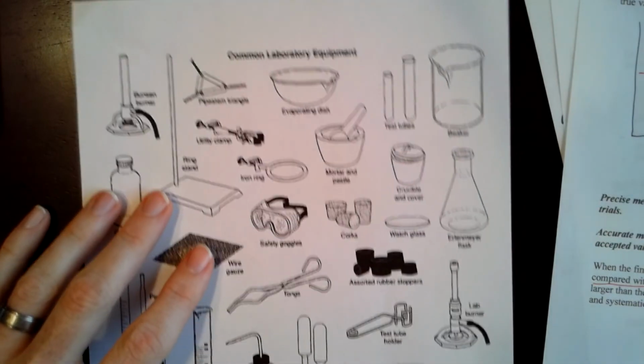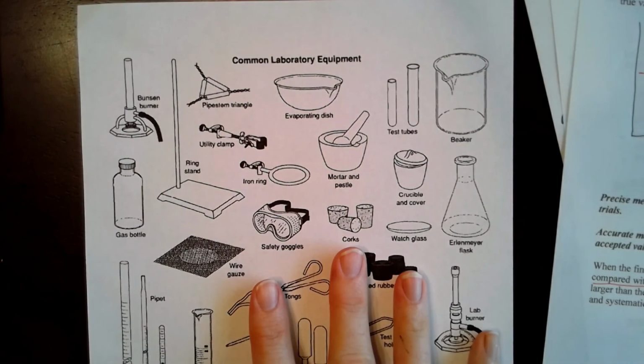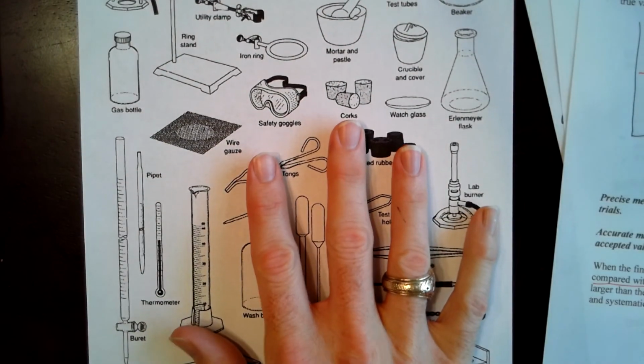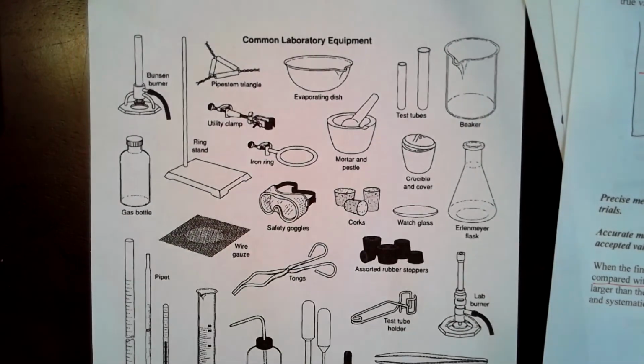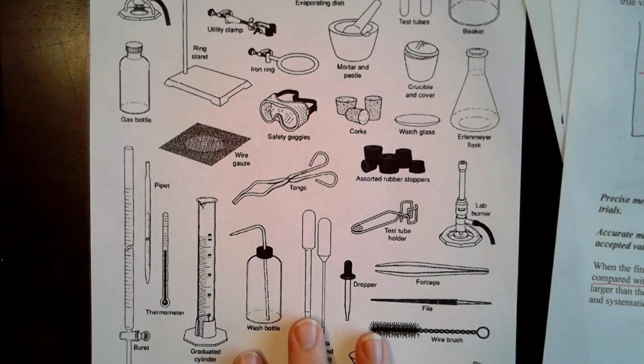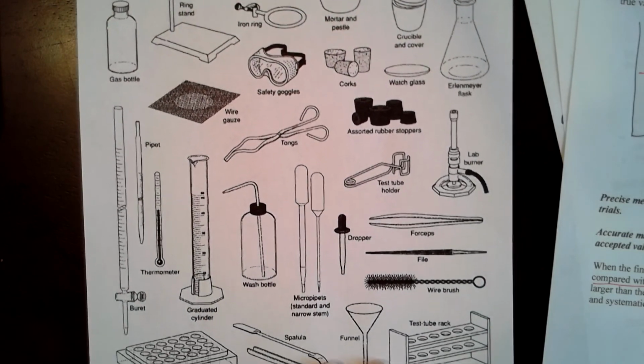And then this is the easiest part. Here is your lab equipment list of things you should know. You probably already know them, but this is just a review. Check out each one of these things. Make sure you know every little bit.